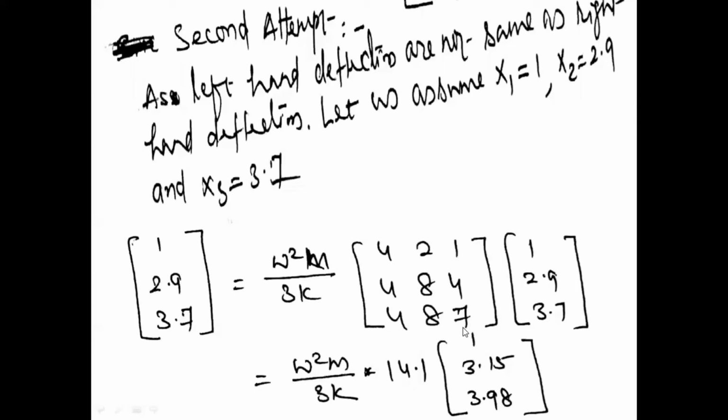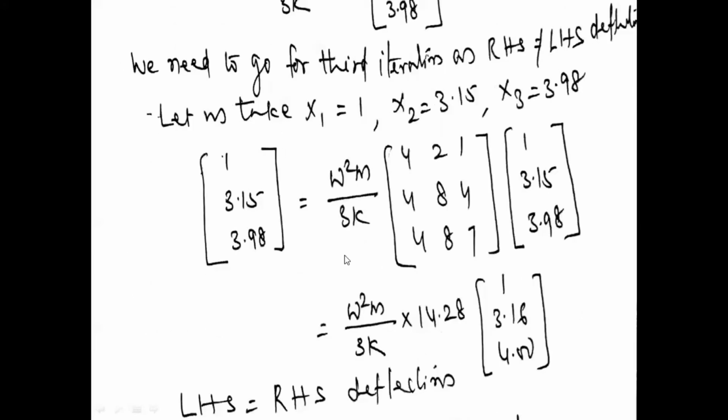And in the next iteration, you'll have to use new values of x1, x2, and x3 as 1, 3.15, and 3.98. So with this next iteration, you go with this here by using the new values of x1, x2, x3 and multiply these two matrices, taking the highest, the 14.28 common, the remaining part in the matrix would be 1, 3.16, and 4.